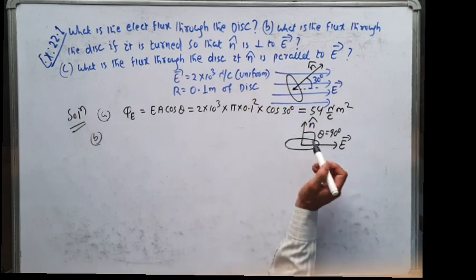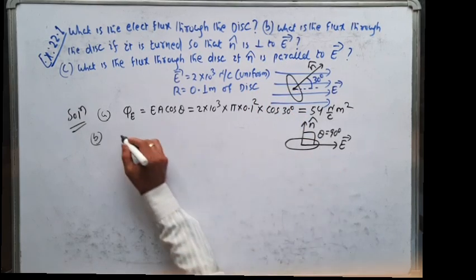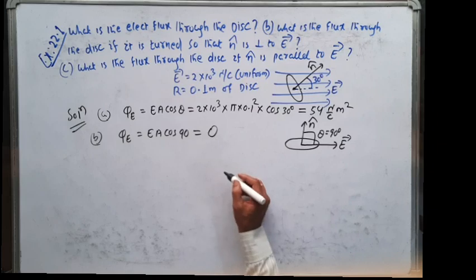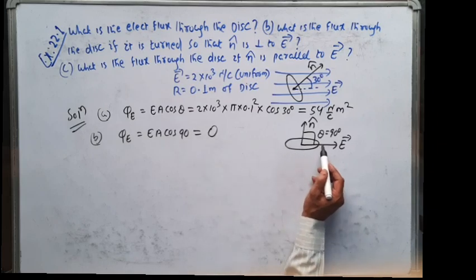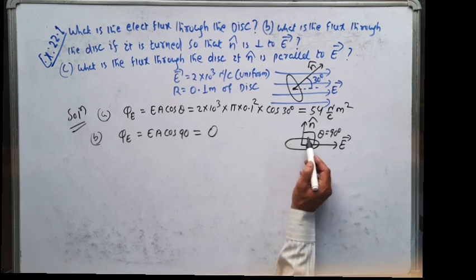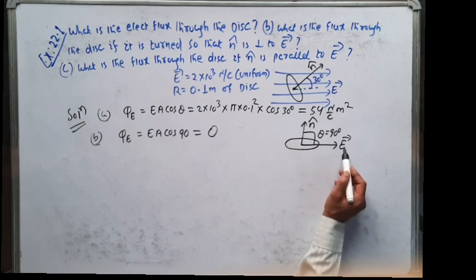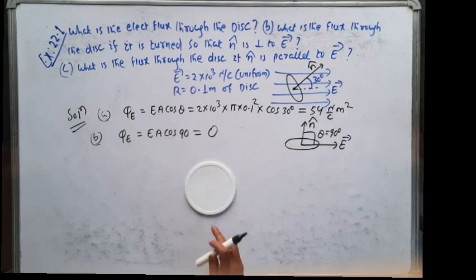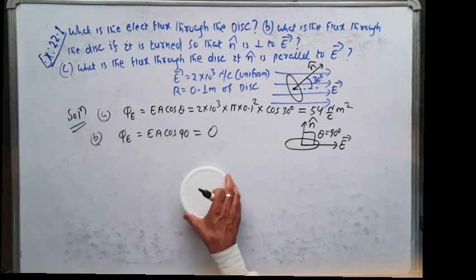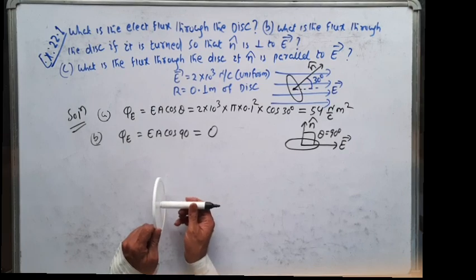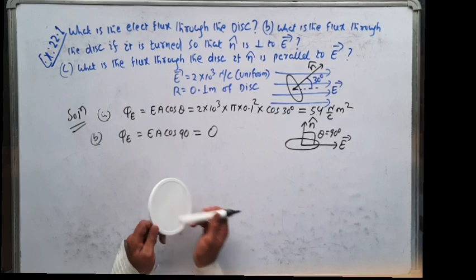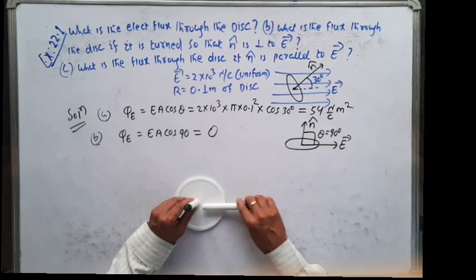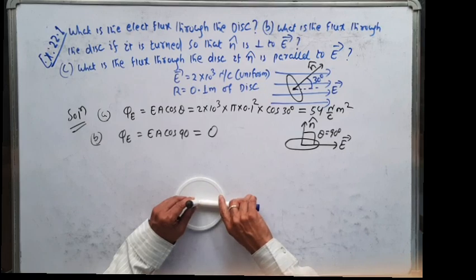The unit vector is perpendicular to the electric field vector. Then in this case, what is the flux? Flux is equal to EA cos theta. Theta is 90 degrees, so it is 0. That means if the plane of the element is along the direction of the electric field, then no flux will pass. So flux will be 0. For example, let us say this is the disk, and this is the area vector of the disk and this is the electric field. Here theta is 90 degrees, flux is equal to 0.